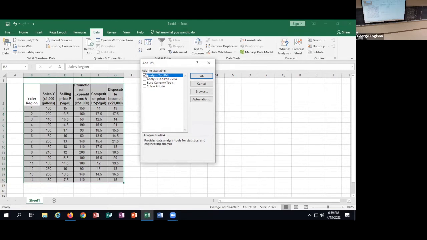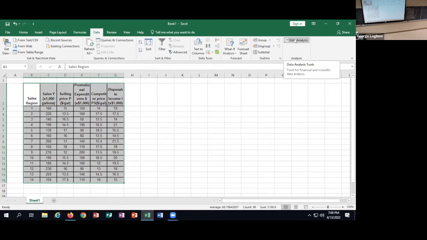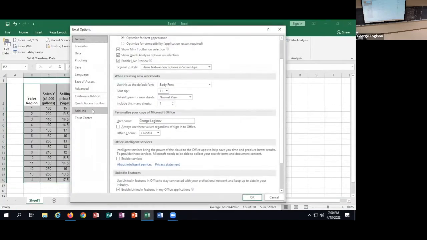At this moment. And then what was going to happen? If you add this analysis tool back, there's a new icon on the right here. There's a data analysis tab. File, options, add-ins, go, add the analysis tool.